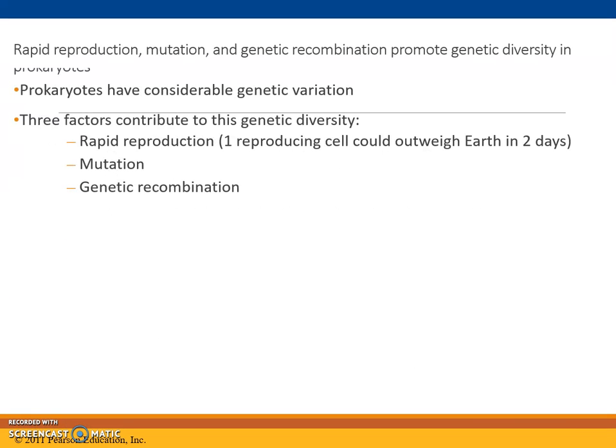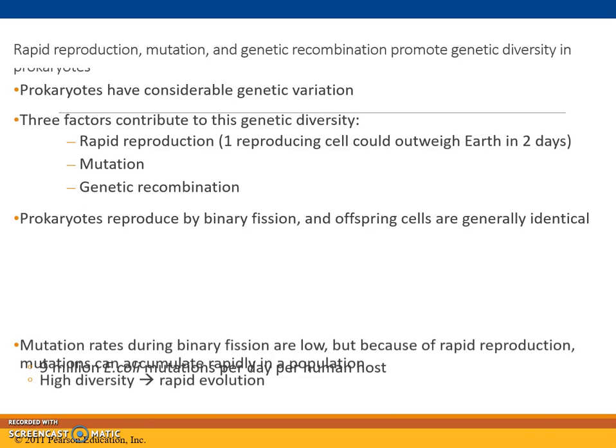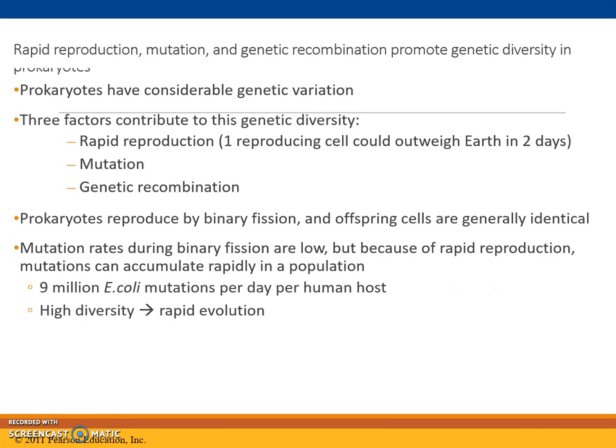There are three factors that contribute to this genetic variation: rapid reproduction, mutations, and genetic recombination. Prokaryotes reproduce by binary fission, as I said before, and even though binary fission produces identical cells, the rapid reproduction causes mutations. For example, on average, there are 9 million E. coli mutations per day per human host.